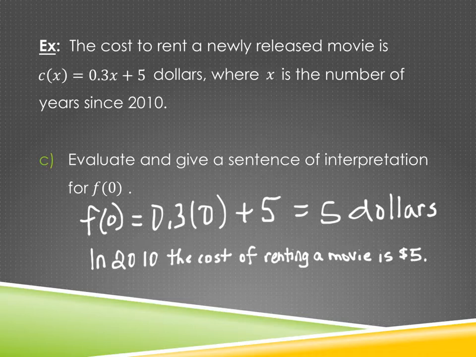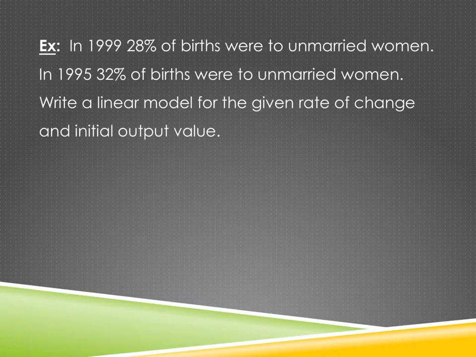All right, so let's take one that's giving us some information, but doesn't actually give us an equation. In 1999, 28% of births were to unmarried women. In 1995, 32% of births were to unmarried women. Write a linear model for the given rate of change and initial output value. Okay, so there's two things we're going to need. It says rate of change and it says initial output value. So let's do the rate of change first.